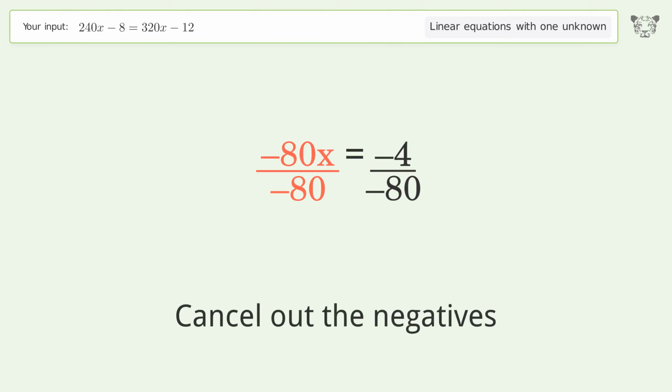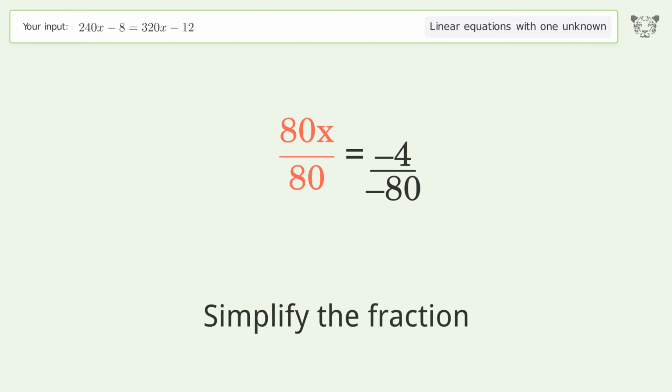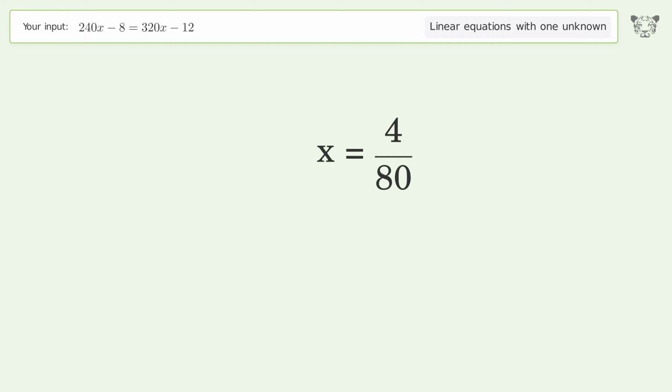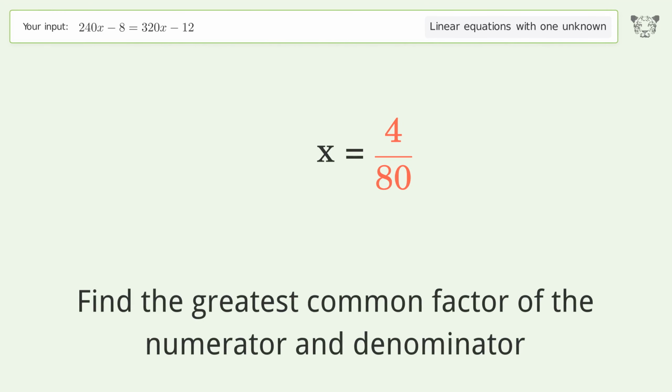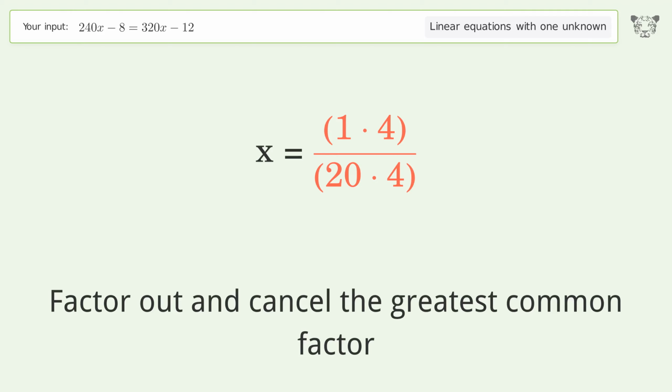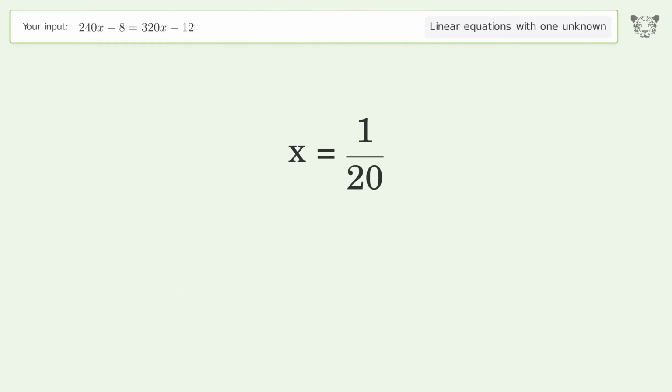Cancel out the negatives. Simplify the fraction. Cancel out the negatives. Find the greatest common factor of the numerator and denominator. Factor out and cancel the greatest common factor. And so the final result is x equals 1/20.